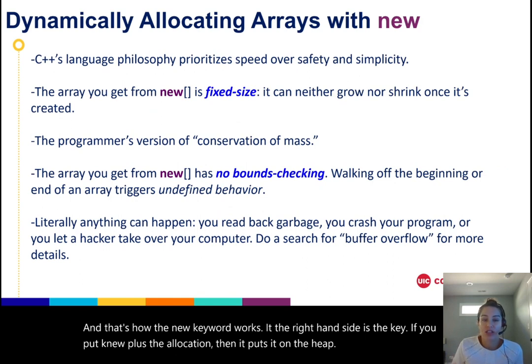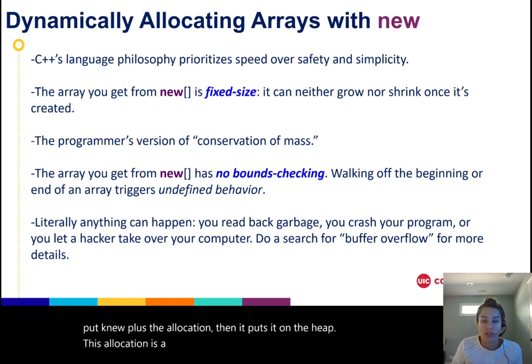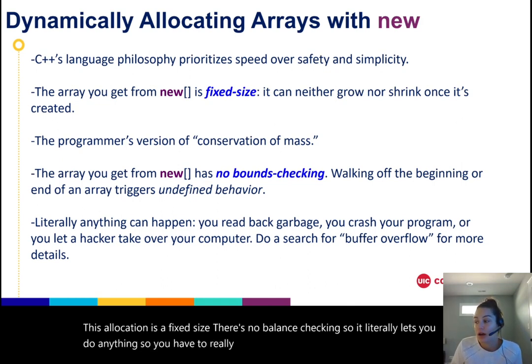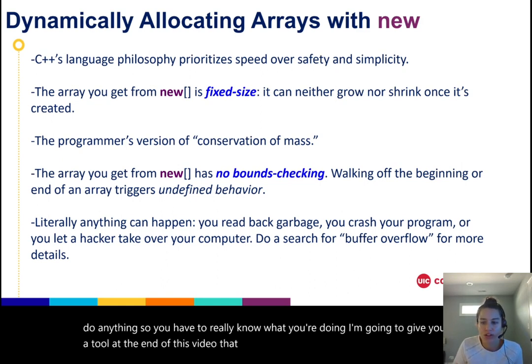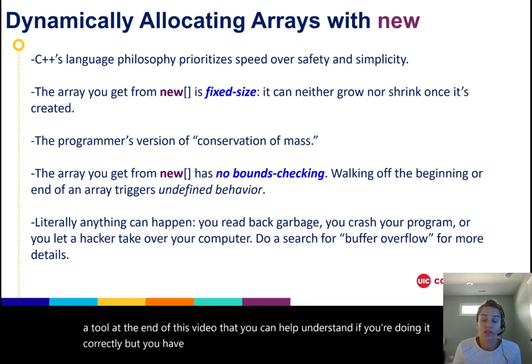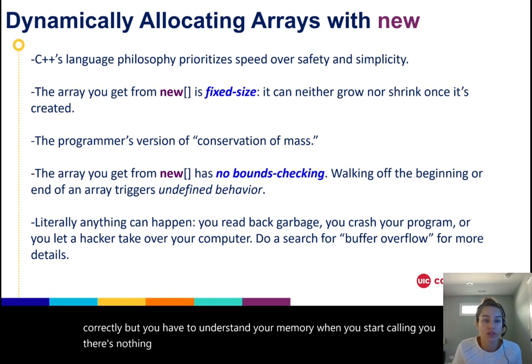This allocation is a fixed size. There's no bounds checking, so it literally lets you do anything. So you have to really know what you're doing. I'm going to give you a tool at the end of this video that can help you understand if you're doing it correctly, but you have to understand your memory when you start calling new. There's nothing built in to check it for you.